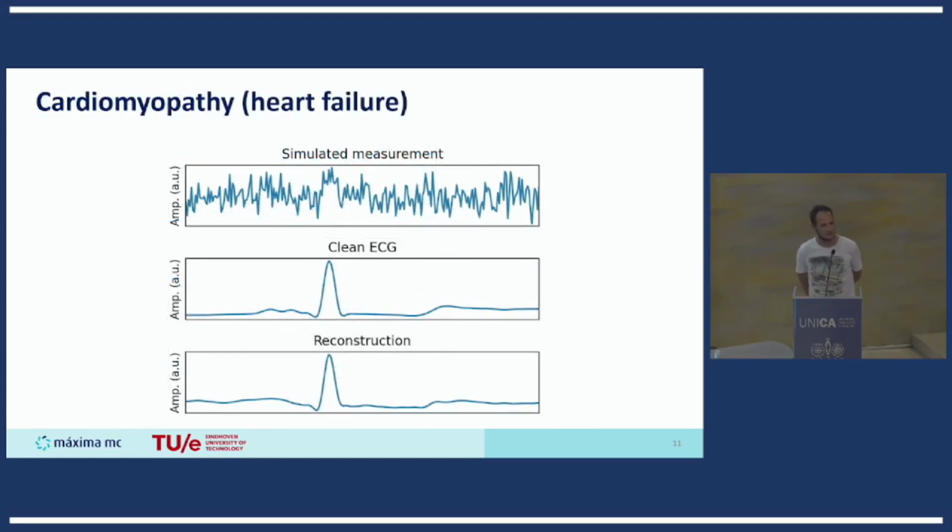So some other examples of what we did to test it further, what it can do. On the top you can again see a simulator measurement. This is a clean ECG, the one in the middle, and we added a lot of noise. And the reconstruction is what the algorithm makes out of that noisy input signal, the simulator measurement, which I think is a very good reconstruction. In this case, it is a patient with a cardiac disease. This patient has heart failure, so it can also track pathologies.